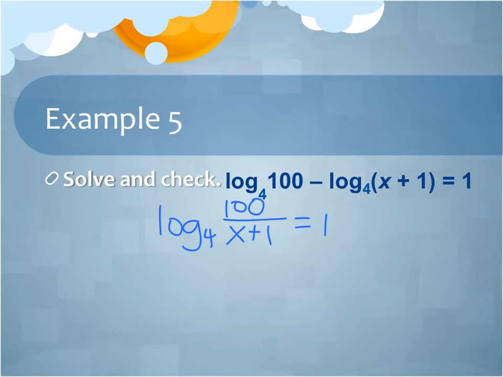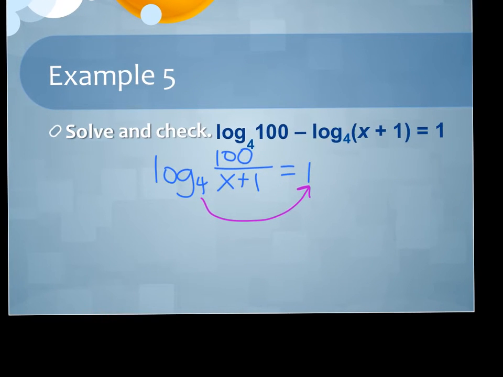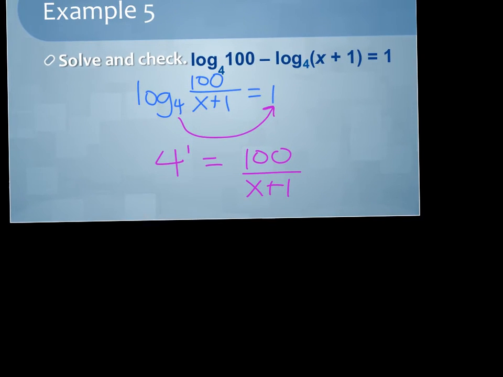So remember, when you condense subtraction, it becomes division. Now I have 1 log on the left-hand side, which means I want to get into exponential notation. So the 4. Go ahead, Brian. Good. And 4 to the first is 4.